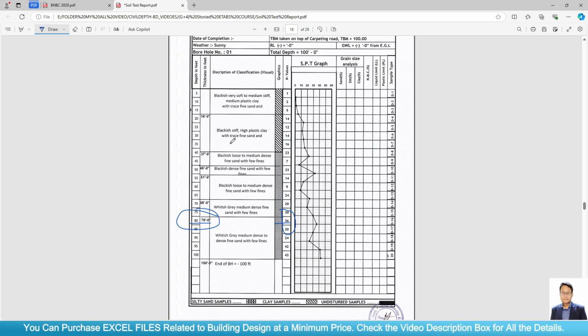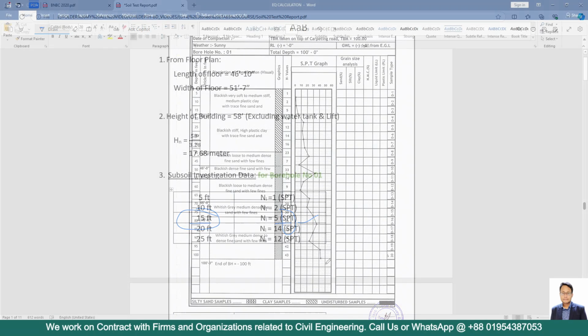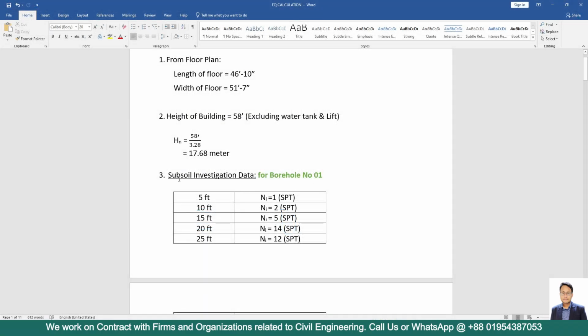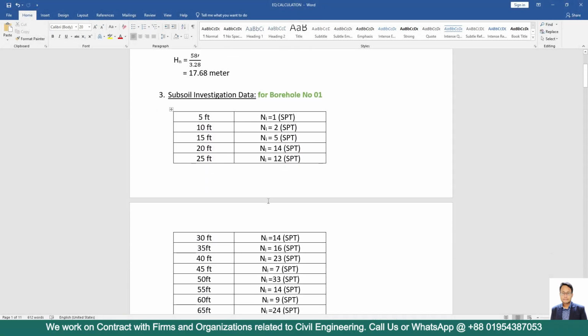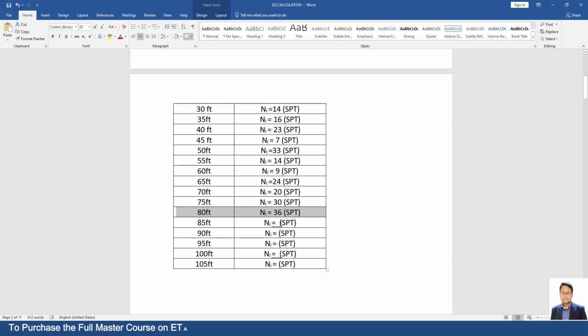Or if you are going to design the foundation of this structure as a sand pile or anything, in that case you have to take any layer from above. Here I am considering this layer, that means 80 feet layer for casting C2 pile. That means we will note down these N values and put them into the Word file. So here we have inputted all the values from the soil test report up to 80 feet. After 80 feet we don't need the N values anymore, so we deleted them.